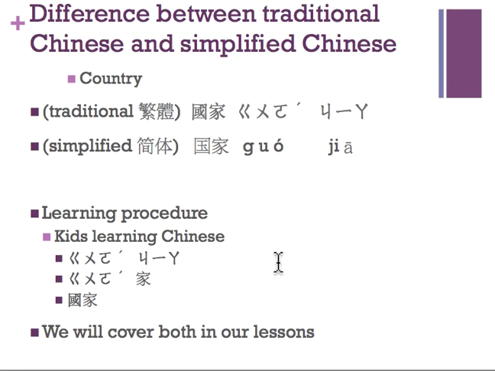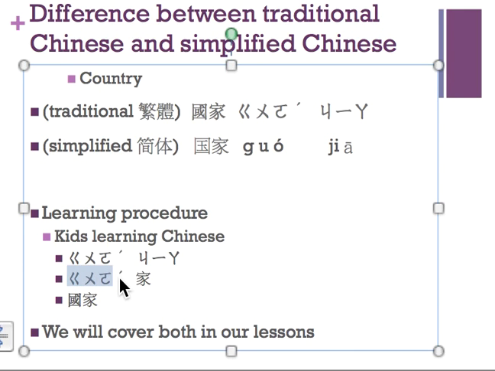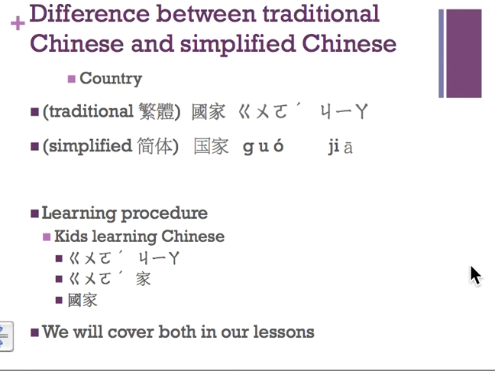And when they get older, they are maybe able to write some simple words, so they might still not know how to write 国, but they can pronounce it, so they write it in this symbol. But now they are able to write 家 in character. However, when they grow much older, they are able to write both 国 and 家 in characters. And so that's the procedure of learning Chinese.